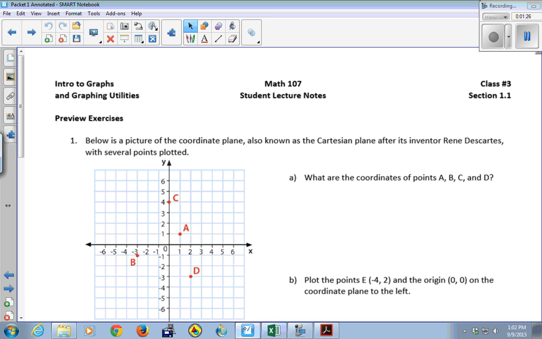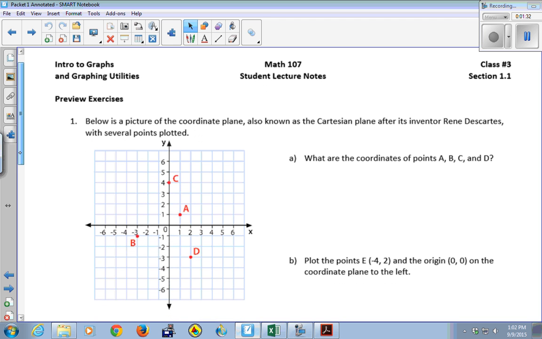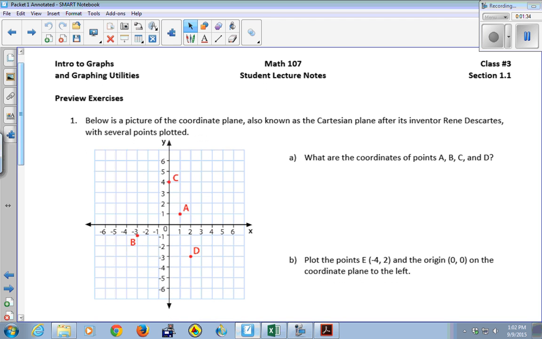All right, so today we're at class 3. Why don't you take 5 minutes or so to work through the preview exercises, discuss with your classmates, and then we'll get into the demo portion.